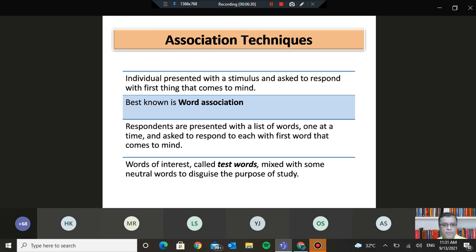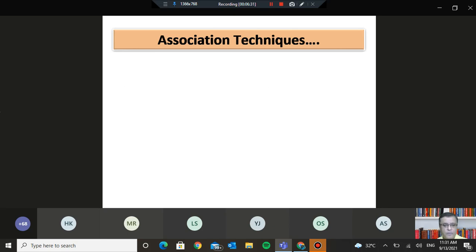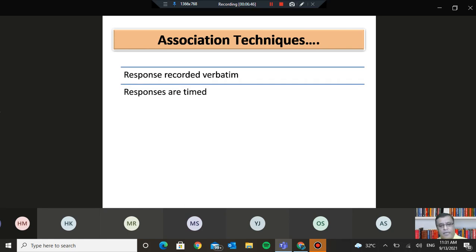So this is what you may interpret based upon the responses that people will be sharing with you when you're reading out from that list of words, which has two types of words, that is the test words and the neutral words. As researchers, we record all the responses verbatim. By verbatim, we mean that we have to record it as the people are sharing with us. It is not that we have the liberty of making any changes in those words. So each word is recorded verbatim.